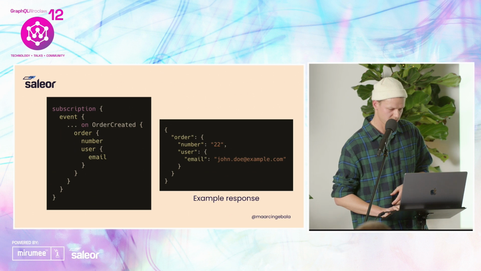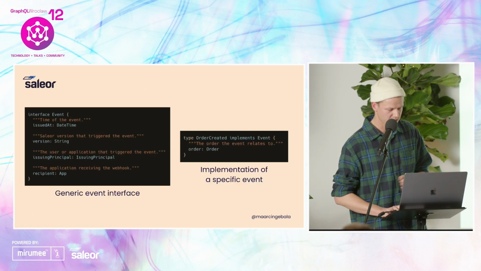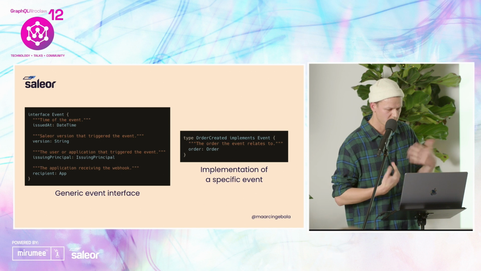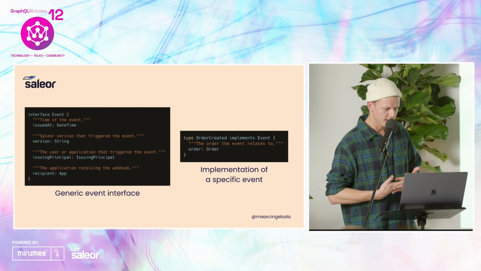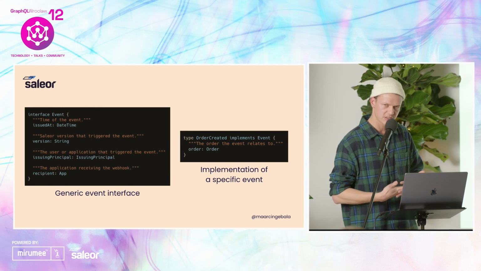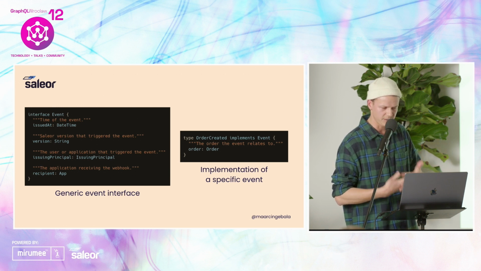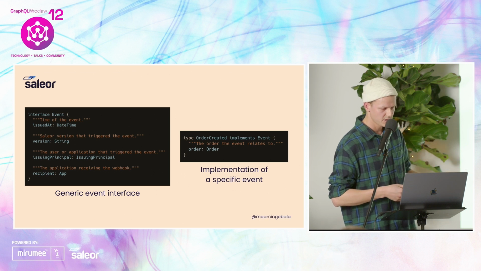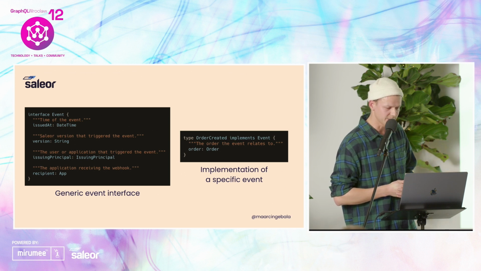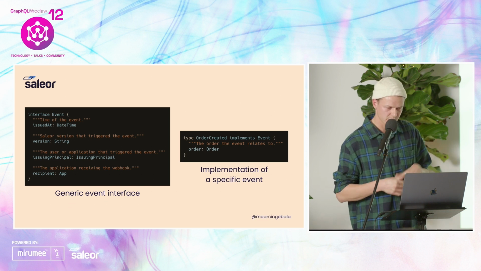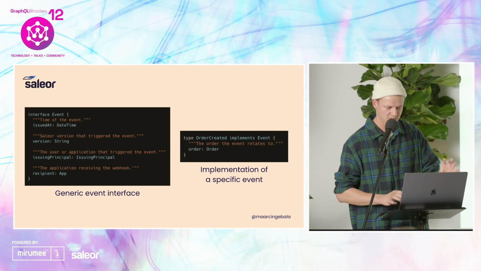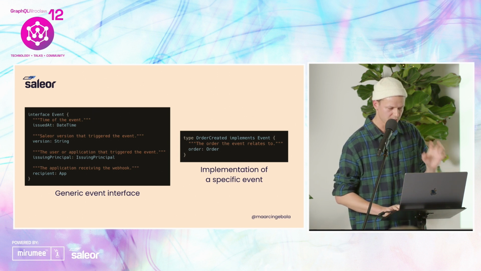I skipped this one. That's actually pretty internal, but we implemented this by defining this interface. It's called event, and it provides a set of fields that are available in every event, such as date of issue, version of Saleor, information about the recipient, and stuff like this. And in GraphQL, you can use interfaces to have those common fields and build specific implementations of this interface, like on the right. This is one of the events.